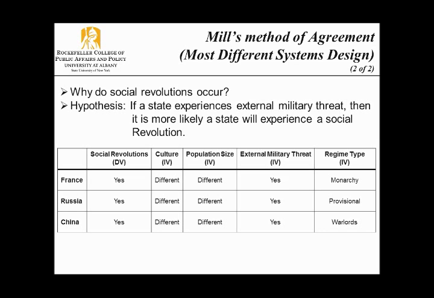From this, one may conclude that external military threat was the variable that gave rise to social revolutions in these three states. So remember, the most different systems design should be used when there is no variance in the dependent variable, and the comparison cases should be as far different in their characteristics as possible. And you are looking for that one or two characteristics among these cases that happen to be similar.